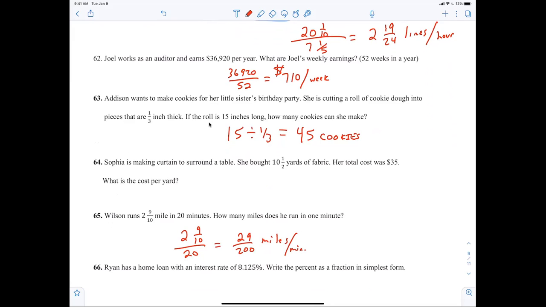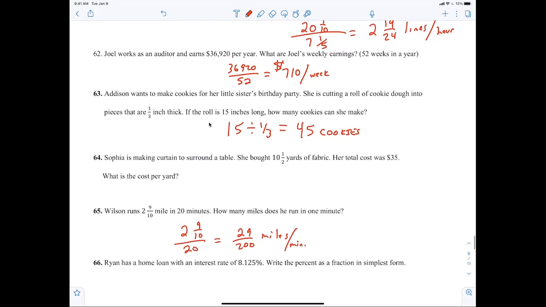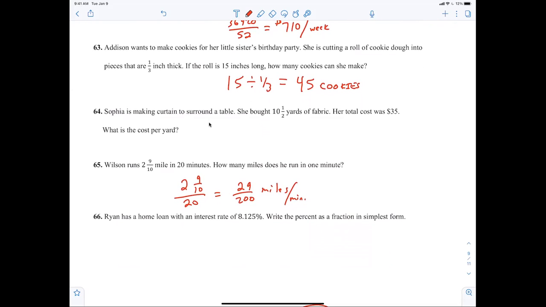Okay, London. I didn't really understand. That's okay. Just read it to me, kiddo. It's not a big deal. Sophia is making curtains to surround a table. She bought 10.5 yards of thread. Her total was $35. What is the cost?